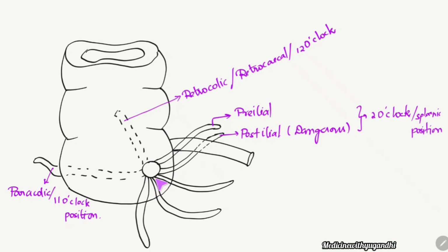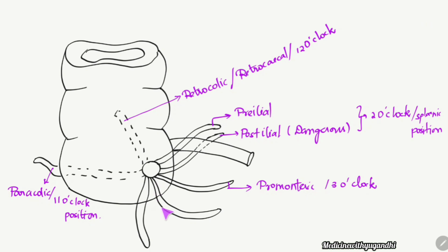Coming to the next type, that is the promontoric. In this promontoric position, the appendix passes horizontally towards the sacral promontory, and hence it is called the promontoric position, or it is also called the 3 o'clock position.